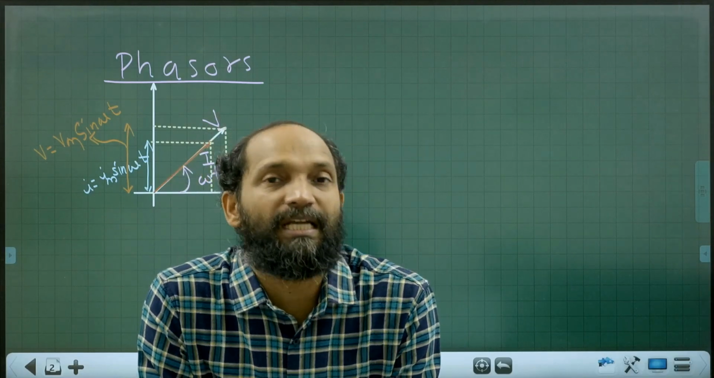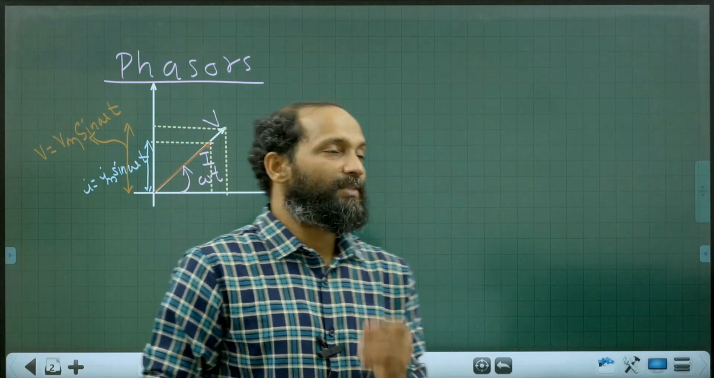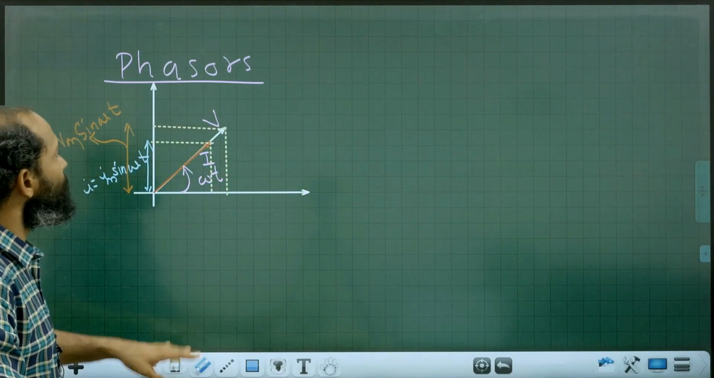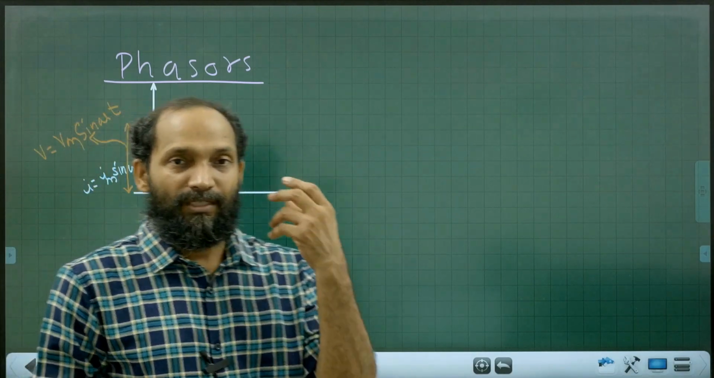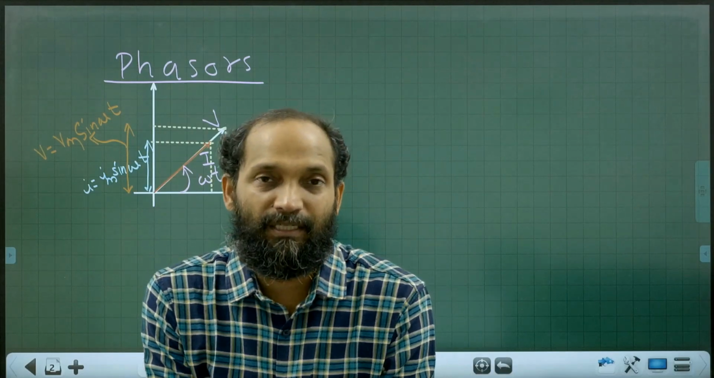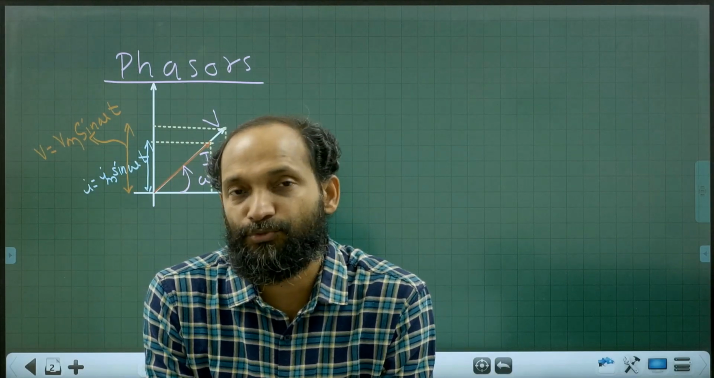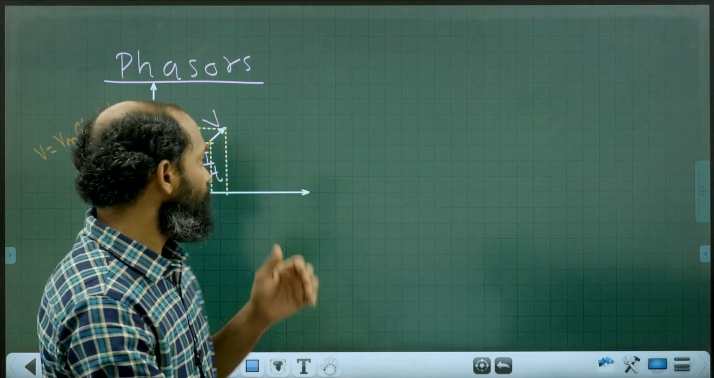So initial conditions are to be well given. That is the only drawback of the phasor method. The phasor method is the easiest method in analyzing AC circuits. Okay, so, AC through resistor.